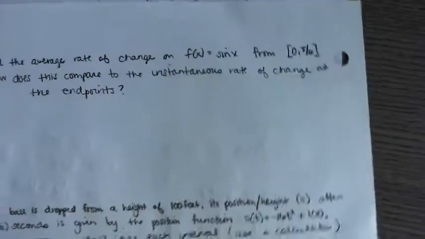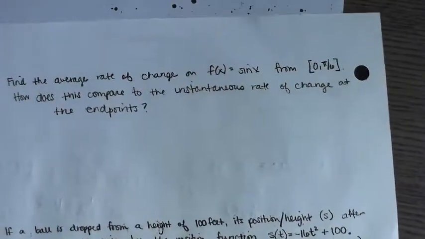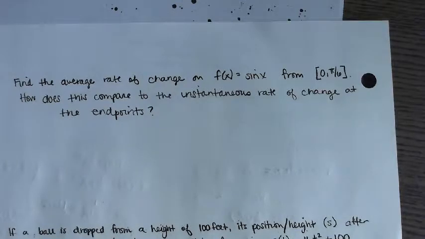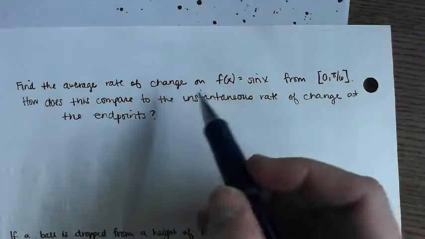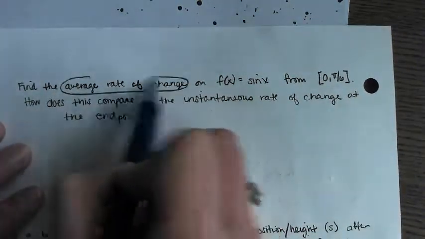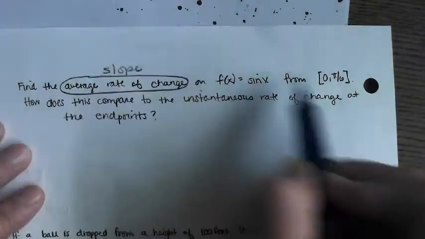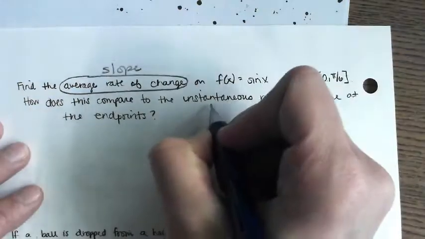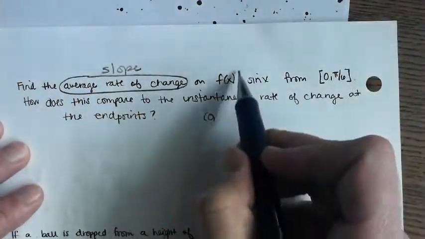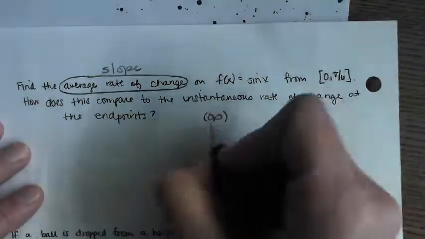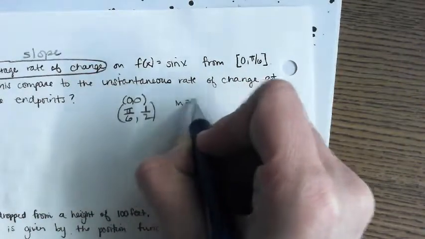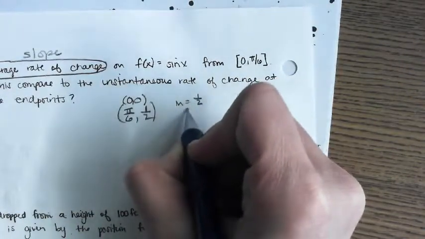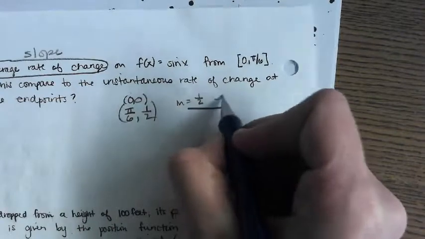Finding the average rate of change, which we've been doing since Algebra 2. This one's on a trig function. So to find the average rate of change, that's just a slope. So we need to find the 2 points. 0, comma what? 0, 0 for the sine of x. And pi over 6, comma what? 1/2. So my average rate of change is going to be 1/2 minus 0, which is 1/2, over pi over 6 minus 0.